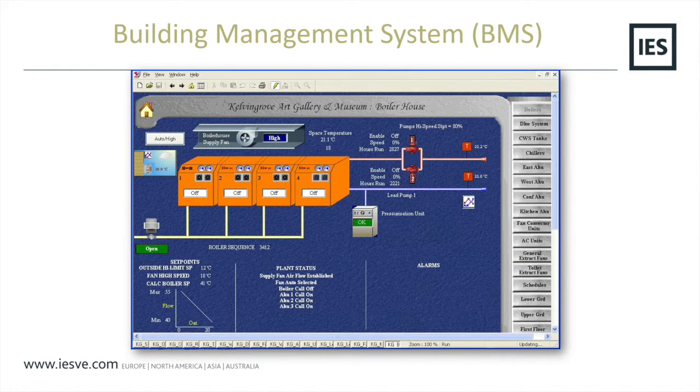I think finally the BMS, the building management system. Typically, this is some sort of maybe 1980s, 1990s retro graphics, but there is information in there that can be useful. Again, it's a case of understanding how you can access that information more effectively.